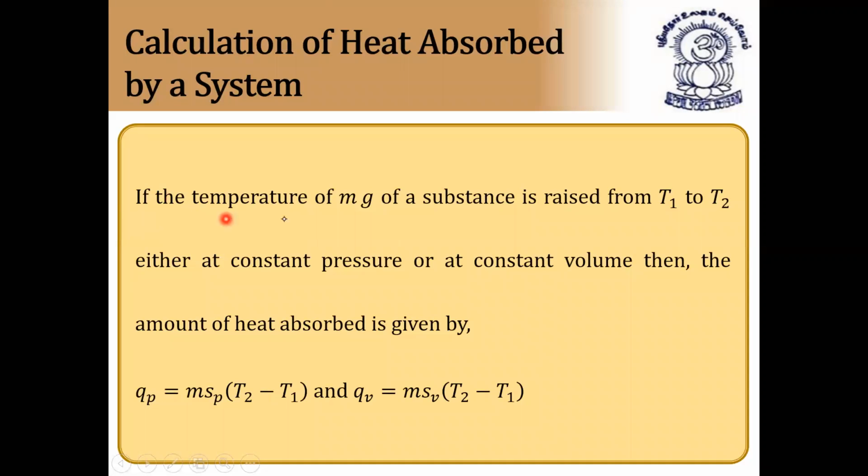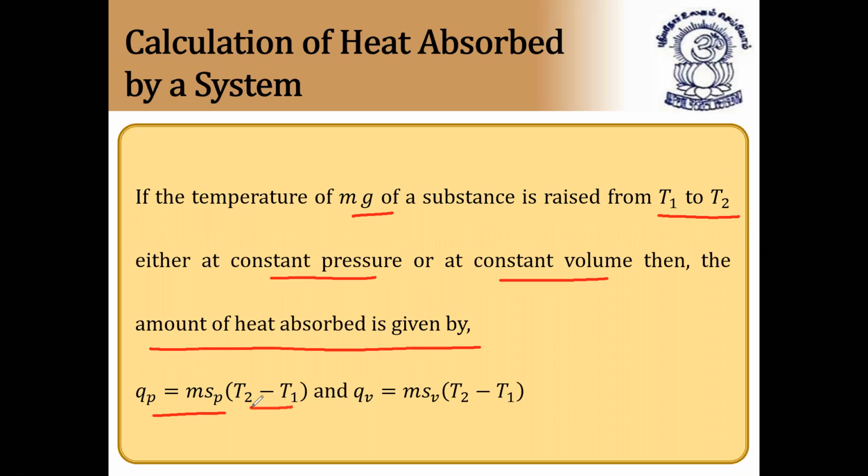If the temperature of m grams of substance is raised from T1 to T2, this formula is very, very important. Suppose we are taking m grams of a substance, either it is gas or liquid or solid. It is raised from temperature T1 to T2, either at constant pressure or at constant volume. Then the amount of heat absorbed is given by QP is equal to m into specific heat capacity at constant pressure into T2 minus T1, or QV is equal to m into SV into T2 minus T1. So this formula is important.